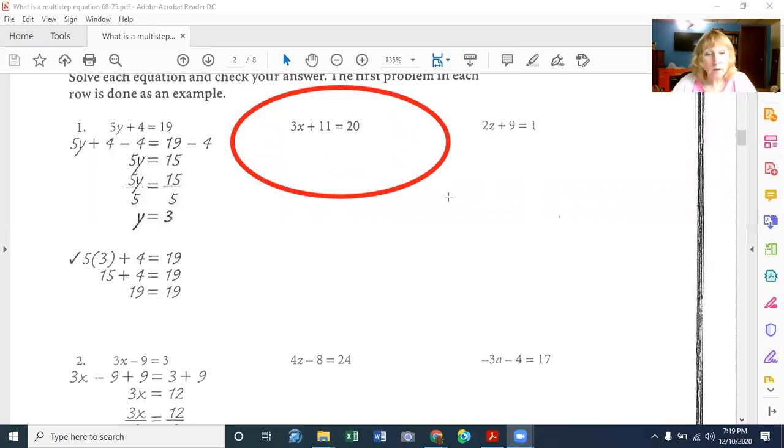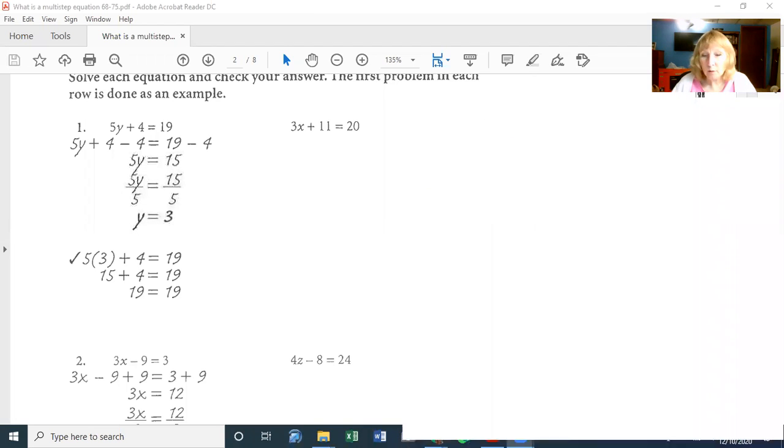Right here. So this is 3x plus 11 equals 20. So what you want to do first, always with these equations, is anything that's added or subtracted, you want to move that to the opposite side of the variable. So that's going to be your first step. So let me make a little bit of white space here. I'll make this a little bit bigger for us to see.